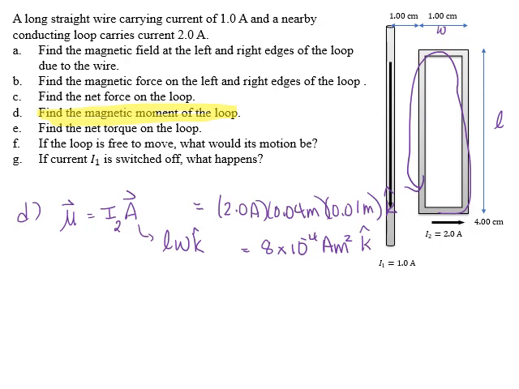Find the net torque on the loop. So the net torque is the magnetic moment of the loop crossed with the external magnetic field that it's sitting in. So mu here is of the loop, and that loop is sitting in a field created by the wire.